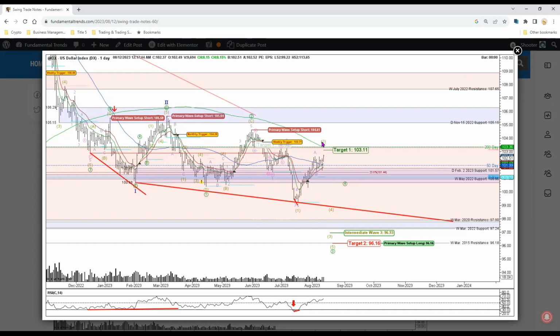Now, there's no rule on how high this back test can go. Actually, we could go 50% of the leg, all the way back up to 107, and it wouldn't negate the pattern at this point. However, the counts would change if we get that high. But at this point, I think we do go to the 200-day and resistance. That would be a good logical spot.